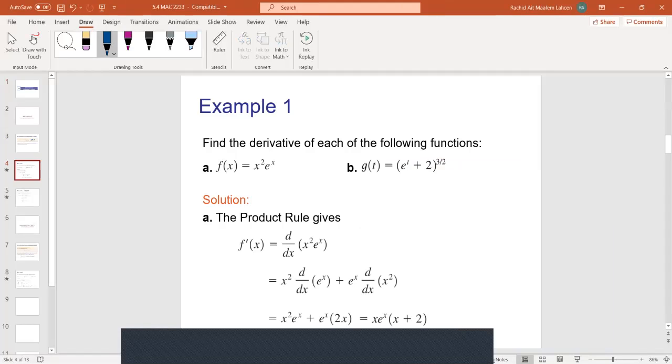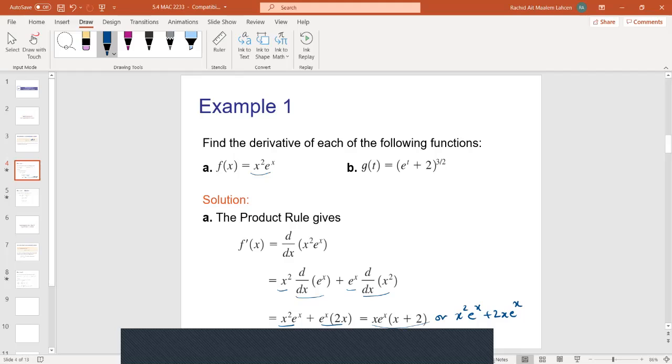Let's look at some examples. If we have x squared times e^x for f of x, this is a product, so we'll use the product rule: x squared times the derivative of e^x plus e^x times the derivative of x squared. That leads to e^x as a common factor times (x plus 2), because the derivative of x squared is 2x. So this form or the other is okay: x squared e^x plus 2x e^x.